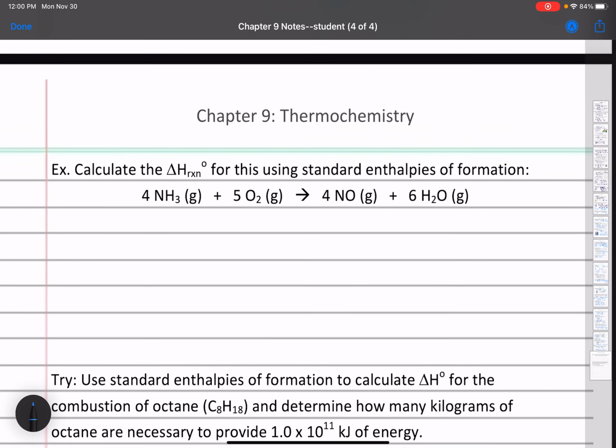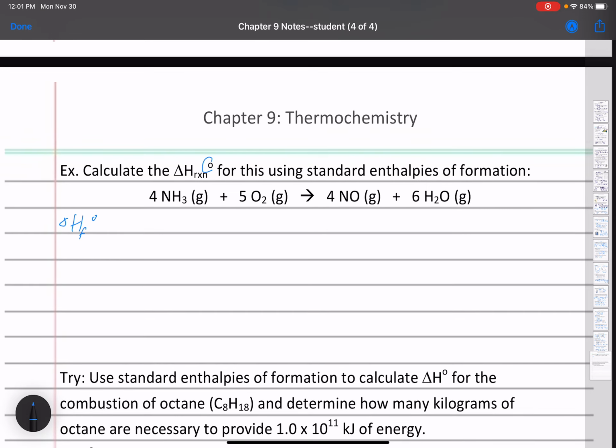So here's one based on a real chemical equation. Calculate the heat of reaction for this using standard enthalpies of formation. So this is the standard heat of reaction under standard conditions. So we can only do this if you have that little degree symbol there. So I'm going to refer to that Appendix G. Look for the standard heat of formations of each of these things.